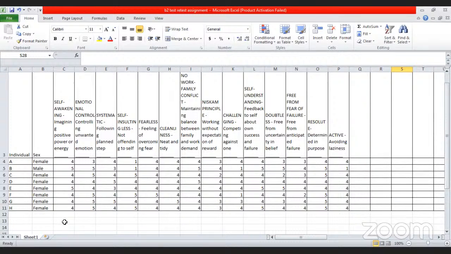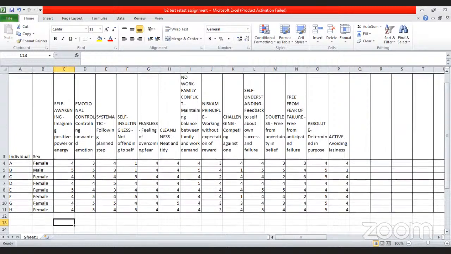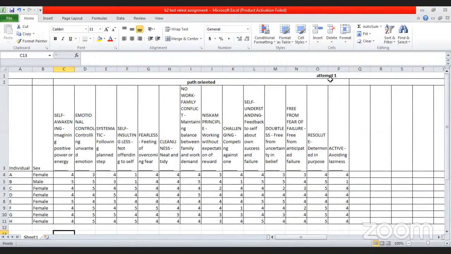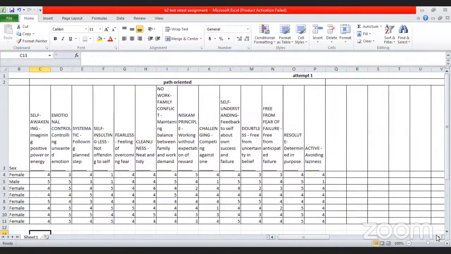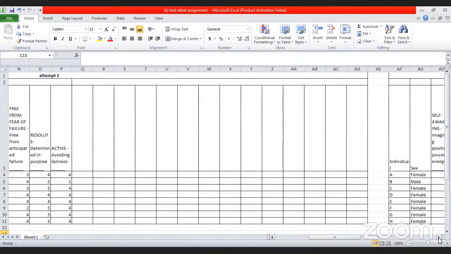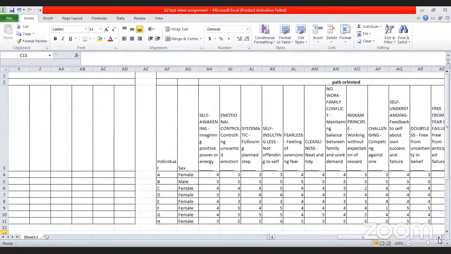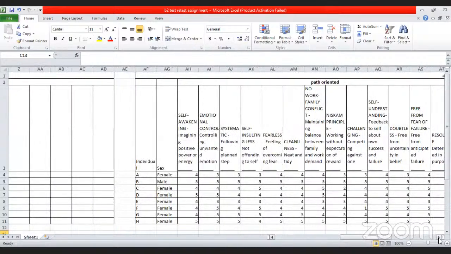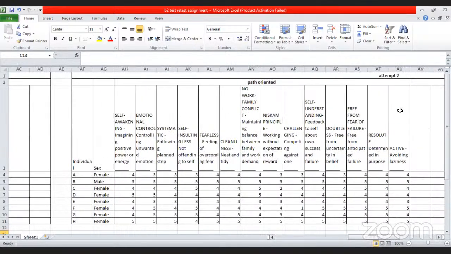So we will show you the item-wise rank. For the self-awakening, this is the data for attempt 1, that means it is the data of the first test. And this is the data of the second test, the data of the retest, that is attempt 2. So I have to find out the correlation between attempt 1 and attempt 2.